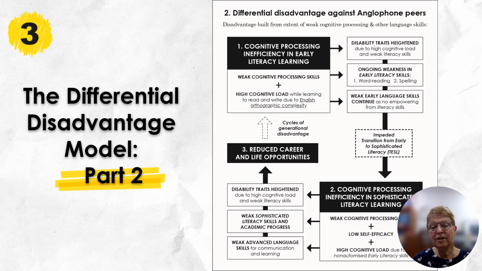They're far from independent, highly dependent learners who are struggling with word reading and spelling. The vast majority of them are. And then their weak early language skills continue because there's no empowering from having great literacy skills. That language development gap is massive. Research is needed. Okay, and then the dotted line with the big arrow under it, okay, they then experience impeded transitioning from early to sophisticated literacy.